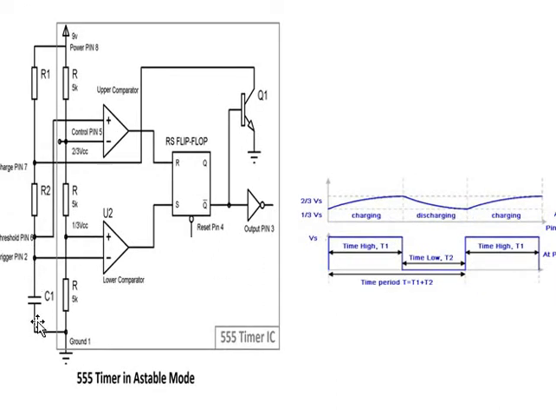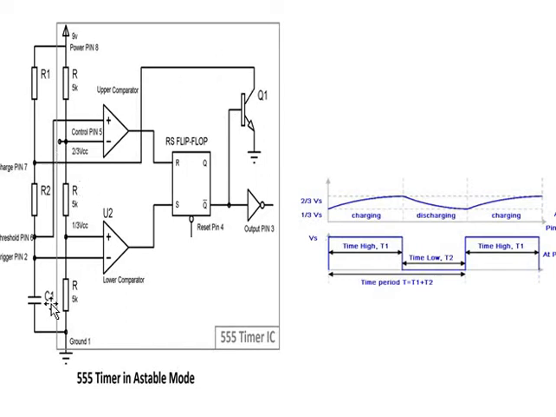So the voltage across this capacitor is usually less than 1/3 VCC, the bias voltage of the lower comparator. As a result, the output of the lower comparator becomes 1. So the flip-flop is set, that means Q becomes 1 and Q bar becomes 0. So the output of this IC becomes 1 because of the inverter circuit. And the Q1 transistor is switched off because Q bar is 0.